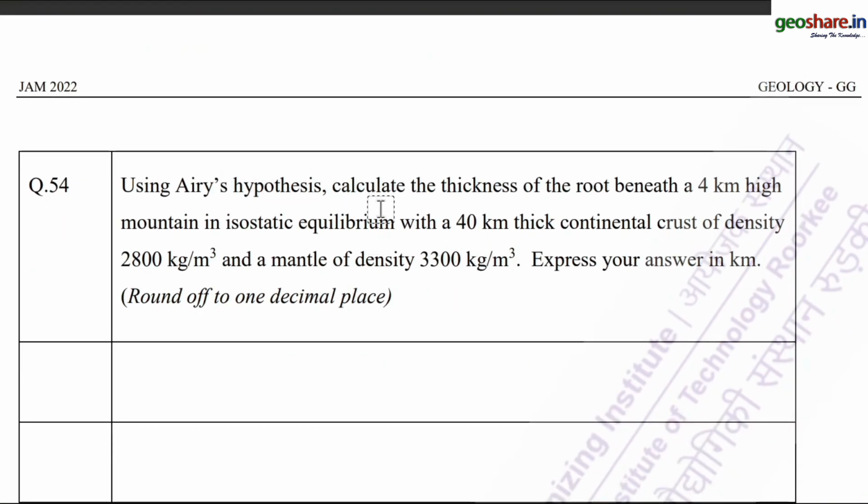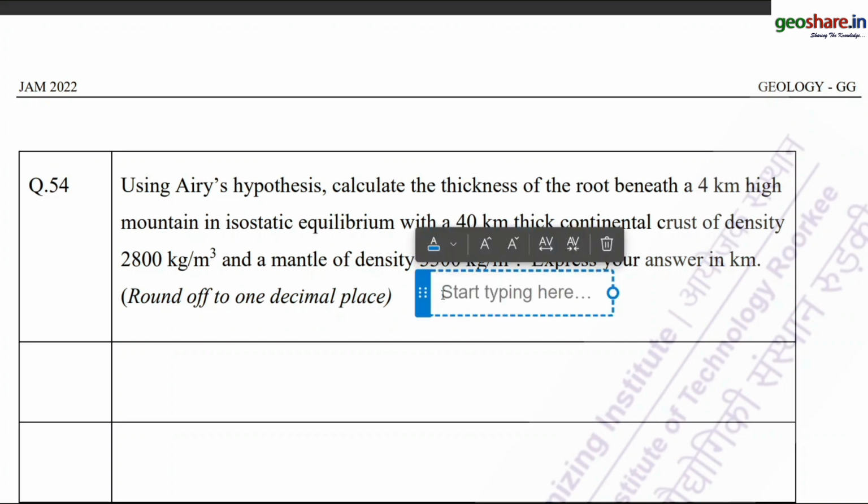Using Airy's hypothesis, calculate the thickness of the root beneath the 4 km high mountain in isostatic equilibrium with 40 km thick continental crust of density 2800 kg per meter cube and mantle of density 3300 kg per meter cube. Express your answer in kilometer. 22.4 to 22.4, but only 22.